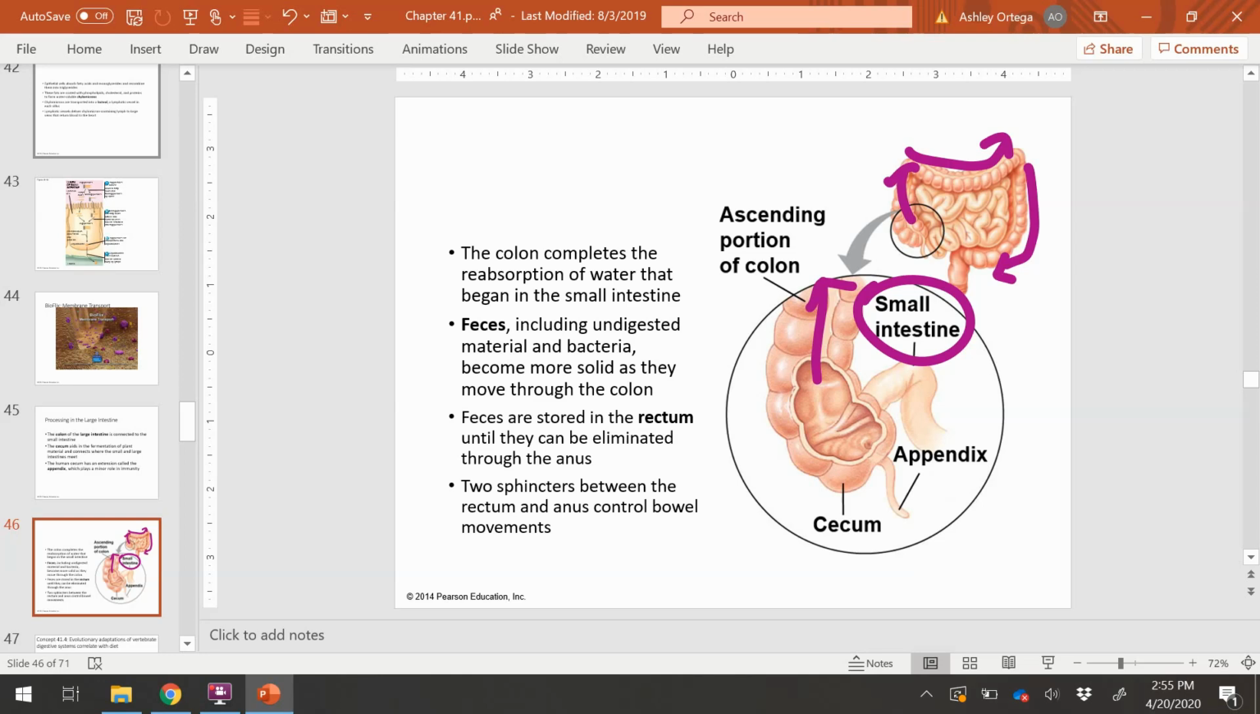And in our human system, in forming feces, there are bacteria in the colon that will produce vitamins, like vitamin K. These vitamins will be absorbed by the cells in the colon before the waste is eliminated. But before they're eliminated, they're stored in the rectum temporarily until they can be eliminated through the anus. There are two sphincters that regulate the movement between the rectum and the anus that control bowel movements.